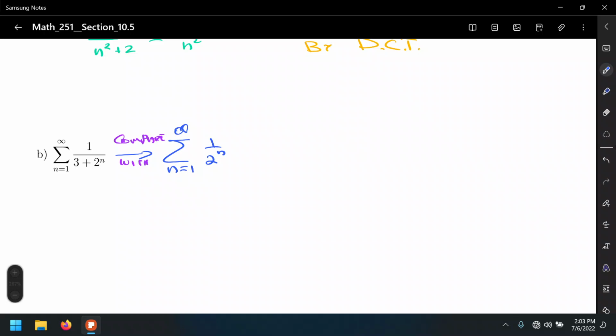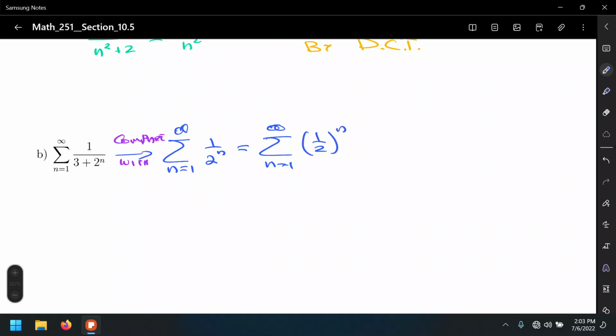And in this case, is that a P series? Wait, no, it's not a P series. We have the reverse. The P series is n to the P value, but in this case we have a number raised to the n, the reverse. So no, it's not a P series. Is there anything else that looks similar that we can compare it with in a simple way? The geometric series. It's a geometric series, sigma n equals 1 to infinity, 1 over 2 to the n.